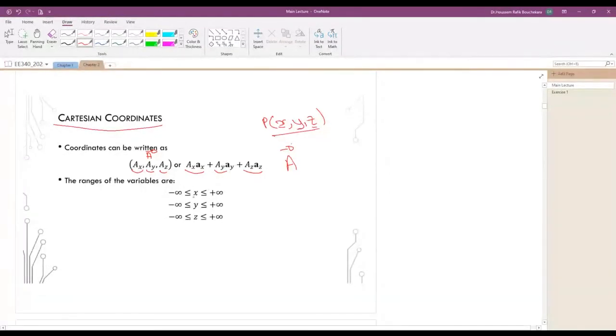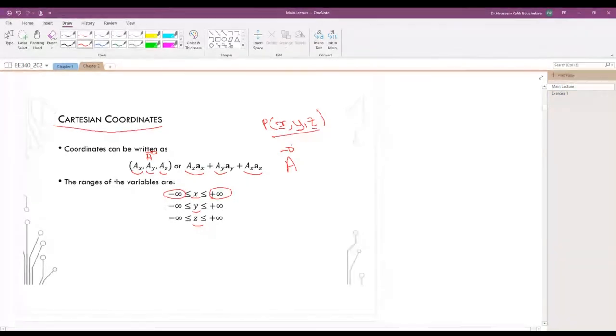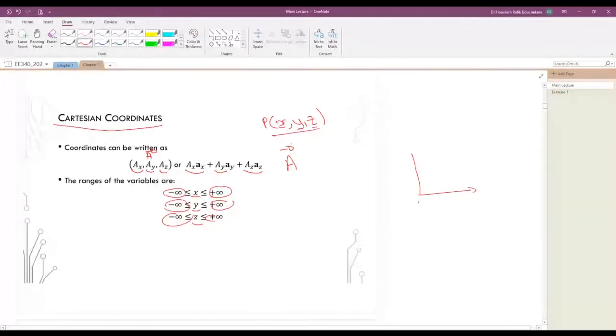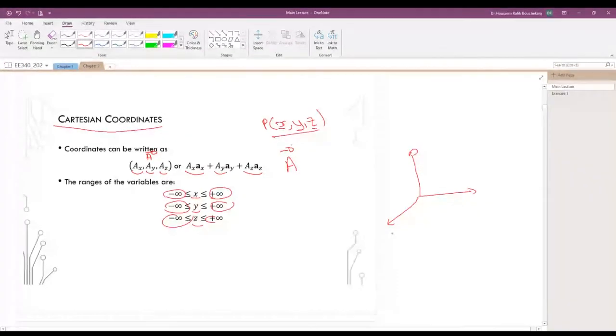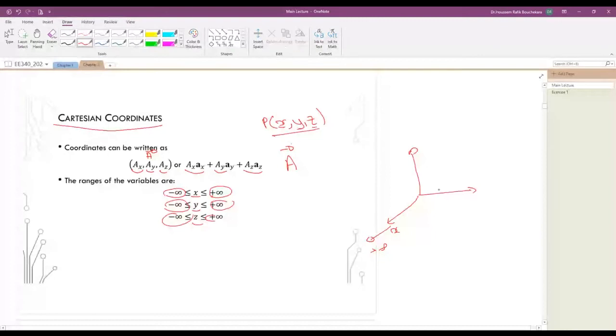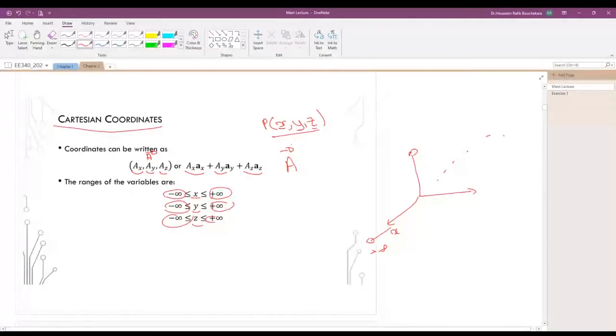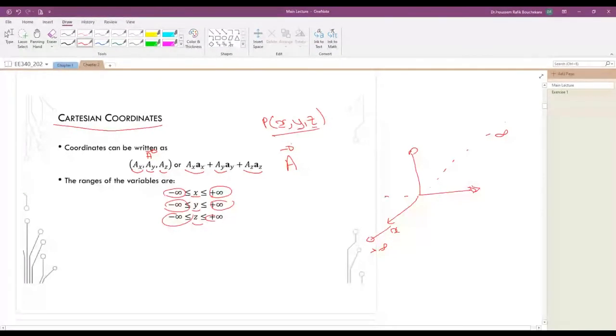X, y and z are 3 variables that can vary from minus infinity to infinity. For this coordinate system, x for example can take values up to plus infinity and also minus infinity. The same applies to y and to z. They can take values from minus infinity to plus infinity.